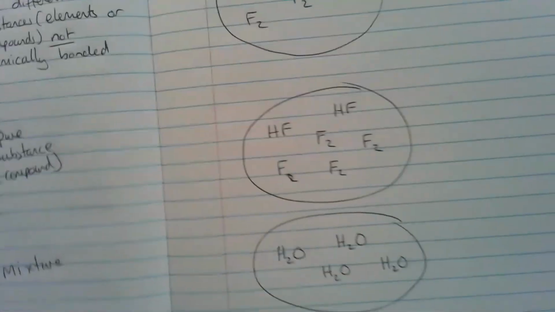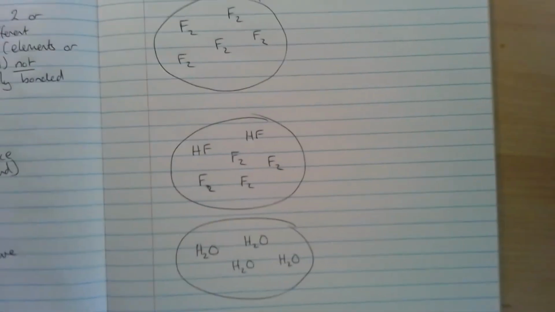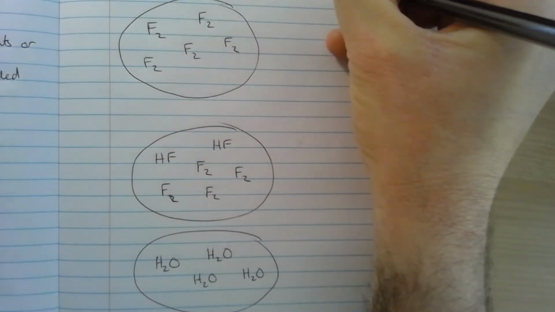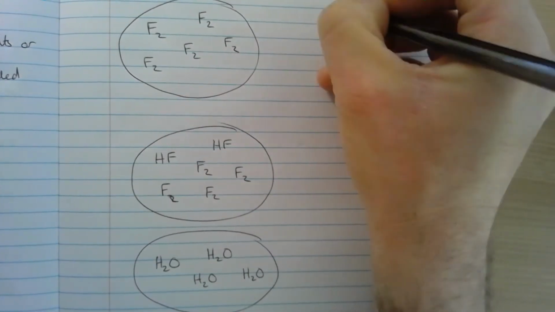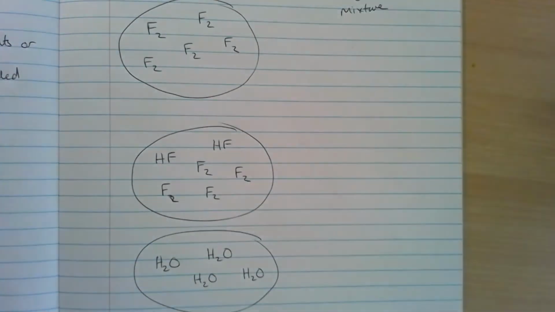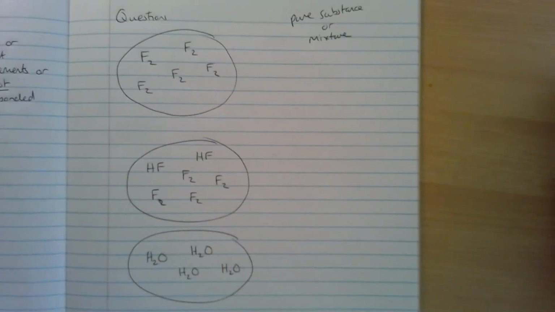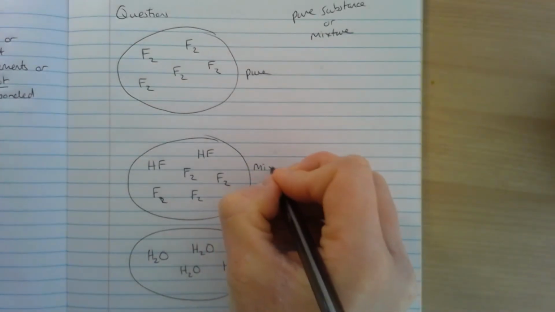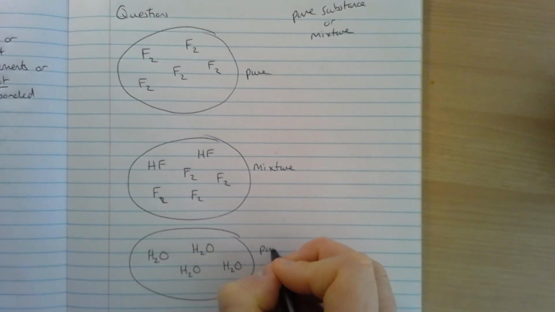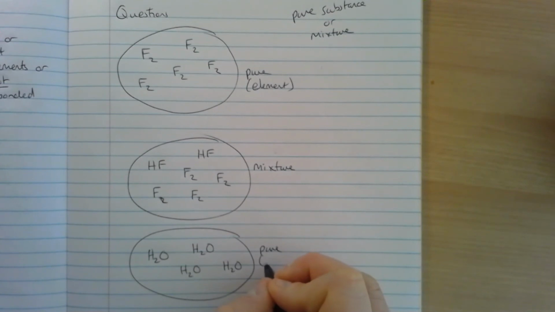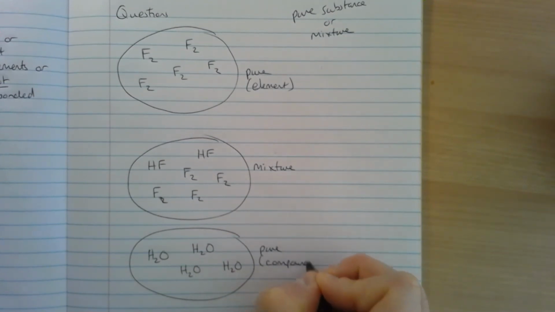So just to finish up, here are 3 examples, if you want to copy them down and identify them as pure substances or mixtures. If you want to pause the video, then I will go over the answers. Okay, so hopefully you should have recognised that this is a pure substance, this is a mixture, and this is also a pure substance. You could have hopefully identified maybe that this is a pure element and this is a pure compound. Thank you very much.